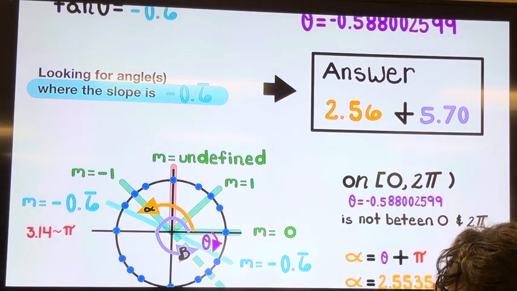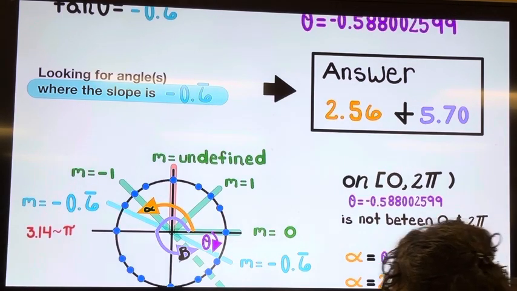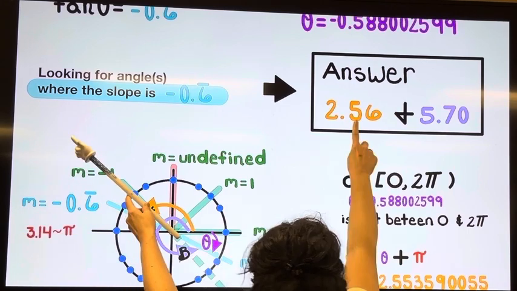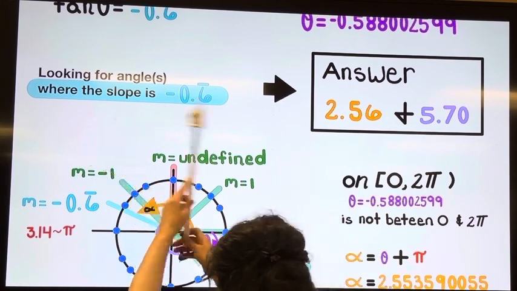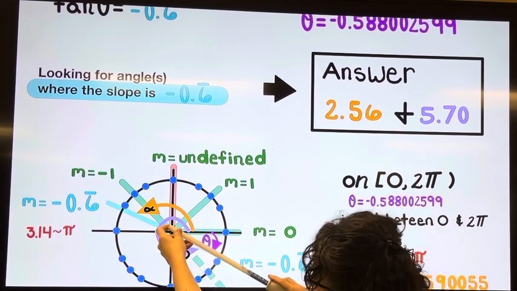And hopefully these seem reasonable to you. This right here is 3.14, and this is just shy of that. And this is 6.28, and that is just shy of that.